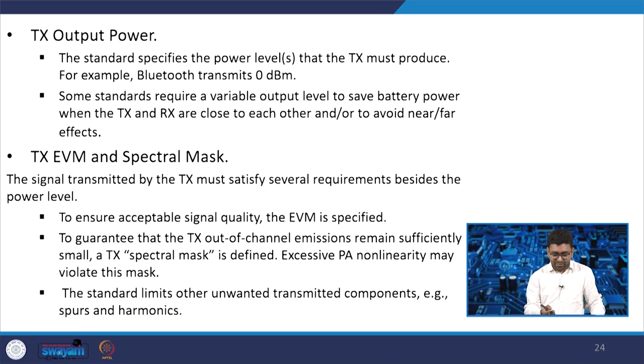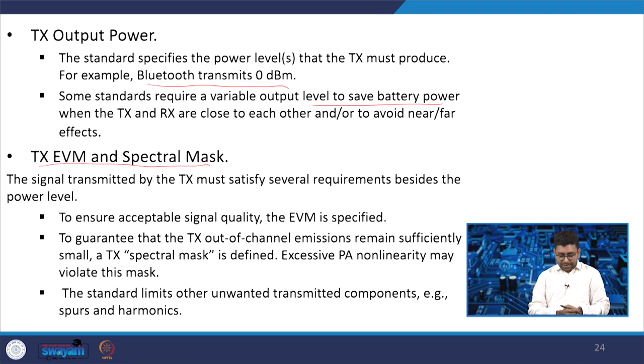The standard specifies, for Bluetooth for example, 0 dBm as the highest power, and some standards require a variable output level to save battery power. So switching the power on and off is also done to save the battery, and that is also provided in the standard. Then the transmitter EVM and spectral mask are also defined.